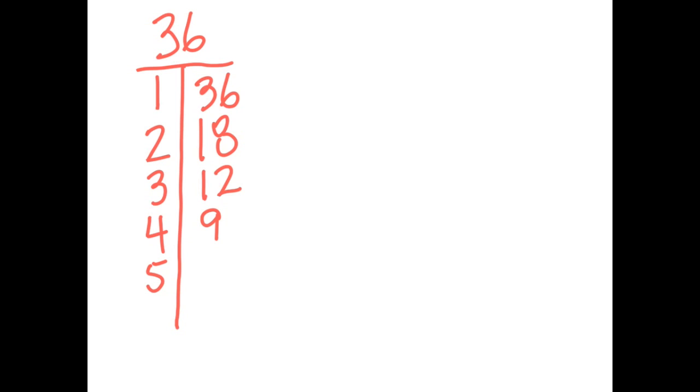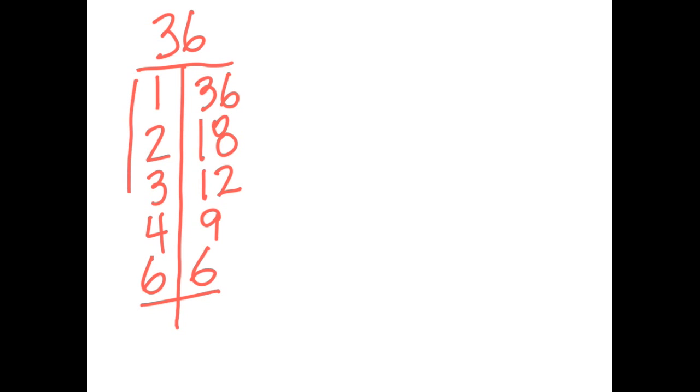What about 5? 5 times what will give me 36? Well, I know that 5 times 7 is 35, and 5 times 8 is 40. So 5 is not a factor of 36 because it does not go in evenly. So I can erase that 5. What about 6? 6 times 6 is 36. And because I've doubled up here, I am done.